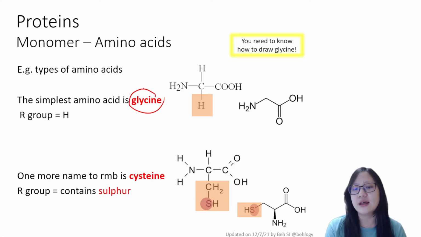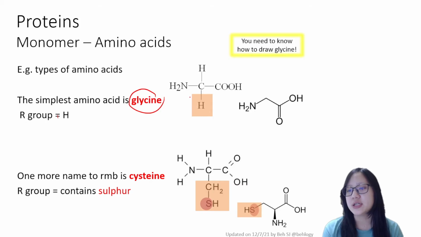Reason being, it's the simplest amino acid, and the R group is just a hydrogen. So instead of drawing R, you draw a hydrogen here. This is a skeletal structure. You can see that R is not drawn anymore. It's just the amine group, carboxylic acid group, central carbon. Hydrogens are not drawn. This is a glycine.